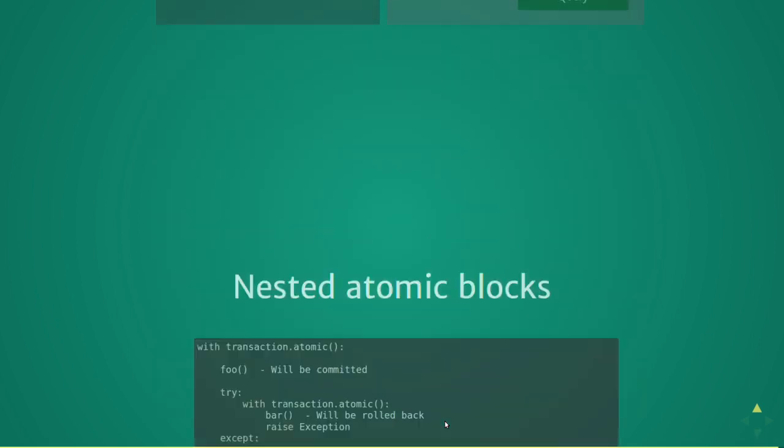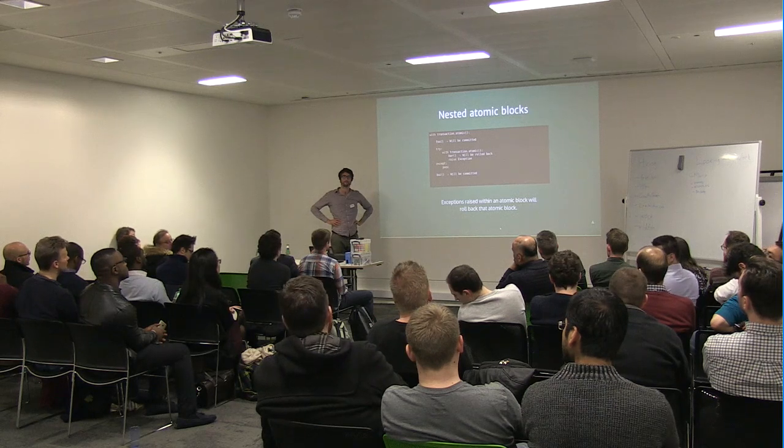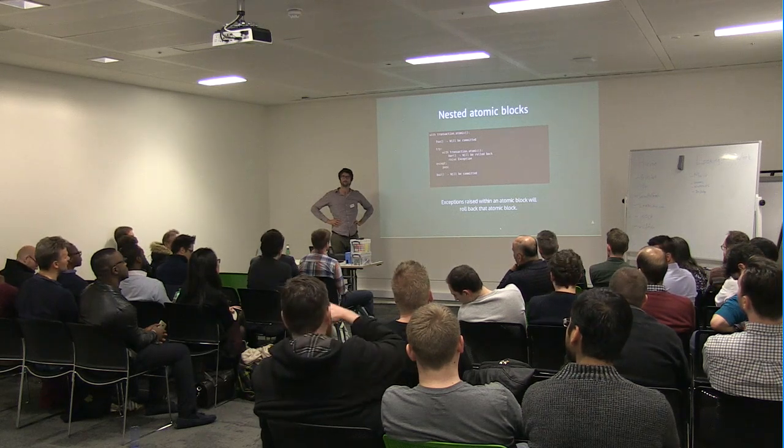So here is an example of that happening. We've got an inner transaction which raises an exception, which is unhandled, but it's handled outside the atomic block. And what this means is that would be committed, that will be rolled back, and then that will be committed. Does that make sense?